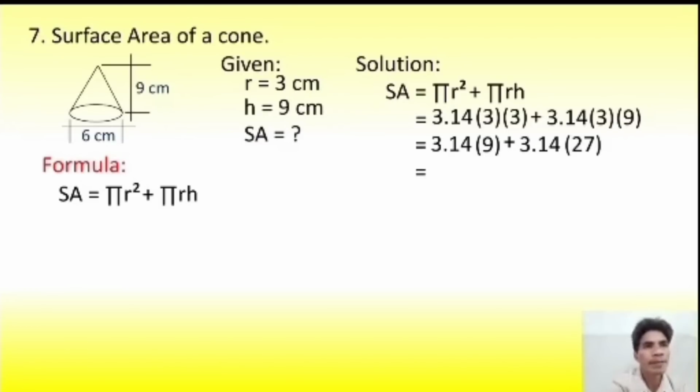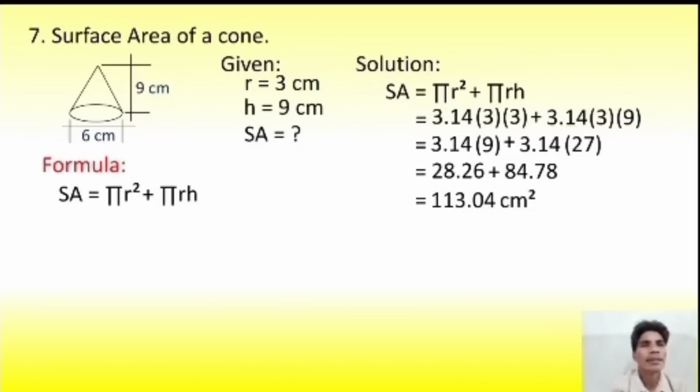Then equals 3.14 times 9 is 28.26 plus 3.14 times 27 is 84.78. Then equals 28.26 plus 84.78 is 113.04. Then copy the unit cm, then put the squared, or write the squared. So the surface area of the cone is 113.04 centimeter squared. So ganun po ang pagkuha ng surface area.